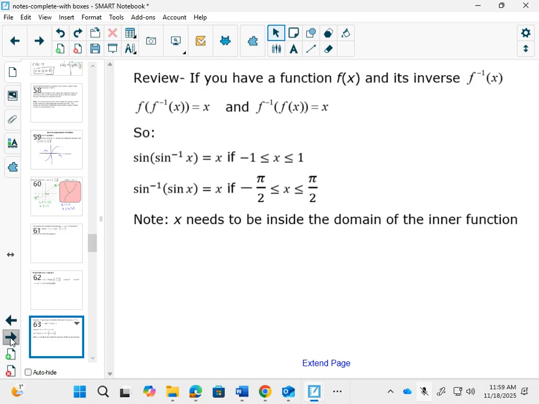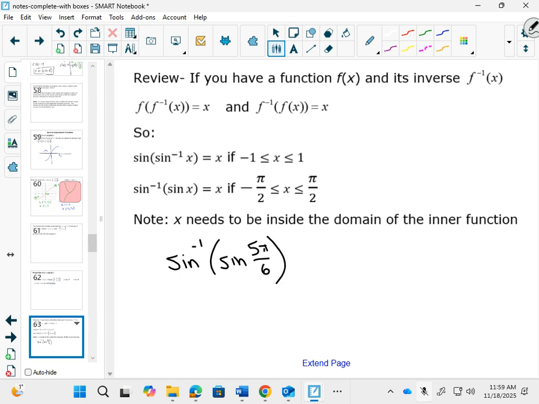So you will get questions like this. What is sine inverse of sine of 5 pi over 6? Well, if I did what normally happens with inverses, you'd say the answer should be 5 pi over 6. The answer to this one is pi over 6.